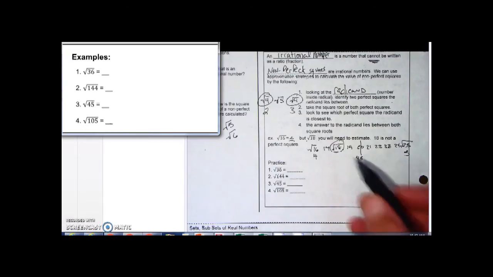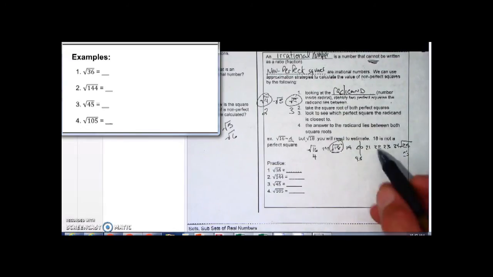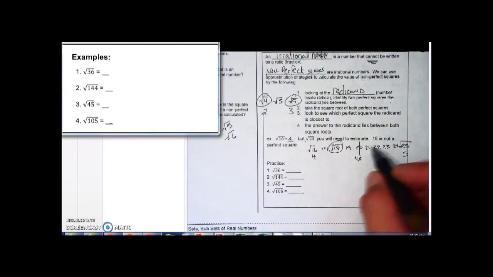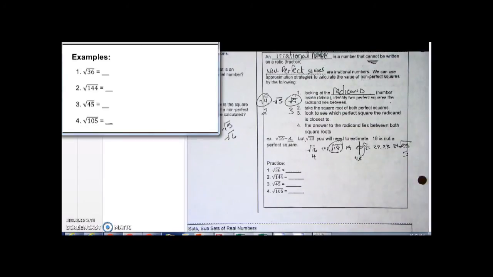You got 1, 2, 3, 1, 2, 3, 4. Okay, so 4.5 is probably somewhere in here. It doesn't have to be exact. It's about estimation. Does that make sense? So you'd say the square root of 18 is probably about halfway between 4 and 4.5. And that level of estimation is probably more precise than you'll ever need. Okay? So don't freak out.